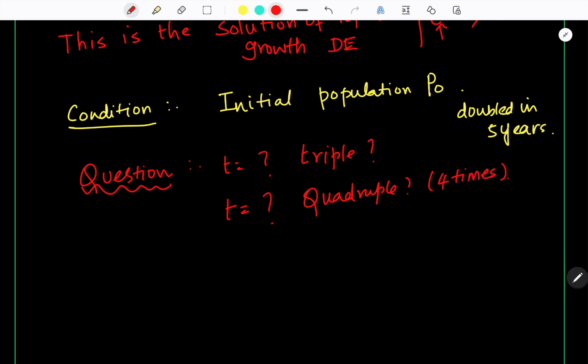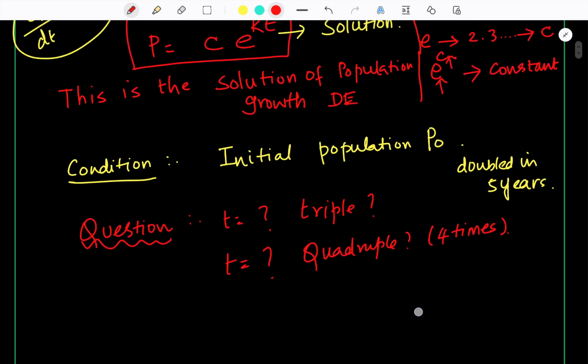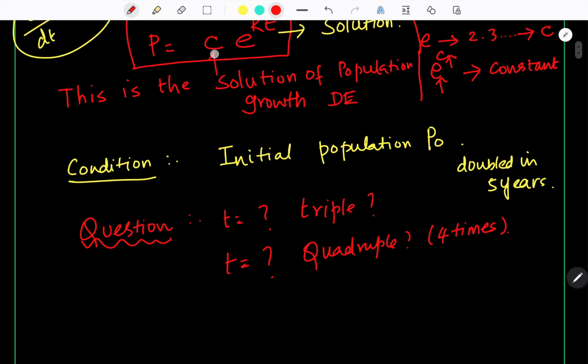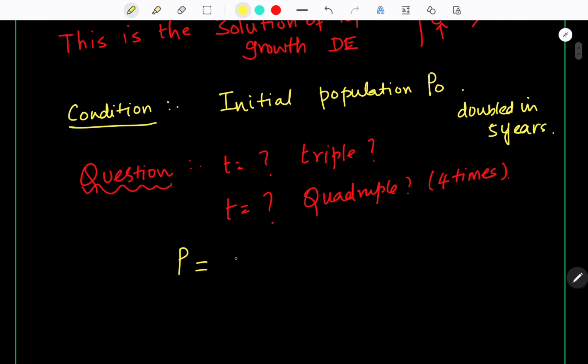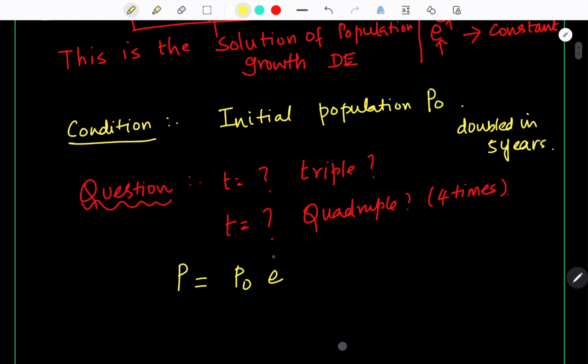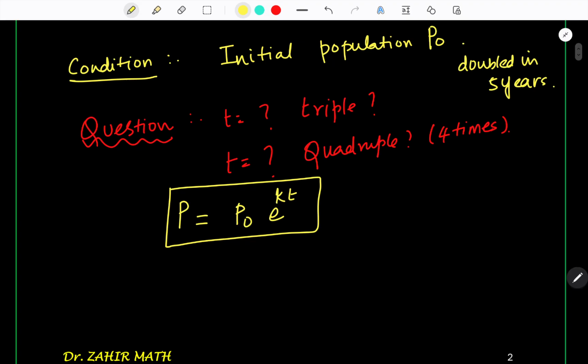Clear, all of you? So there is a word given, initial population, but initially our constant is C. So I'm going to write this equation. P equals P naught e power kt. So it is given in the question as the initial population. How many constants are there? Only one constant, k.